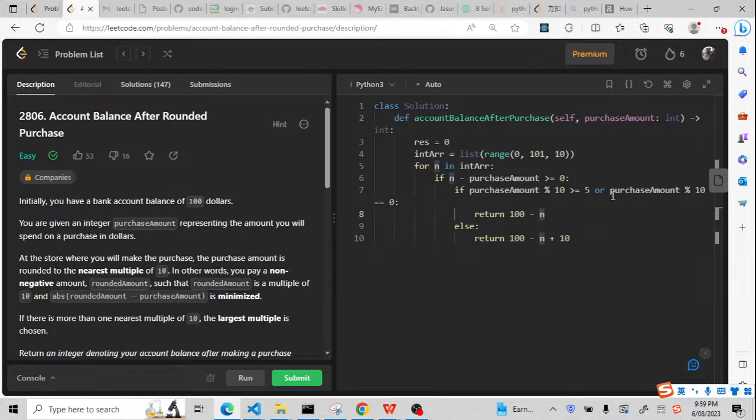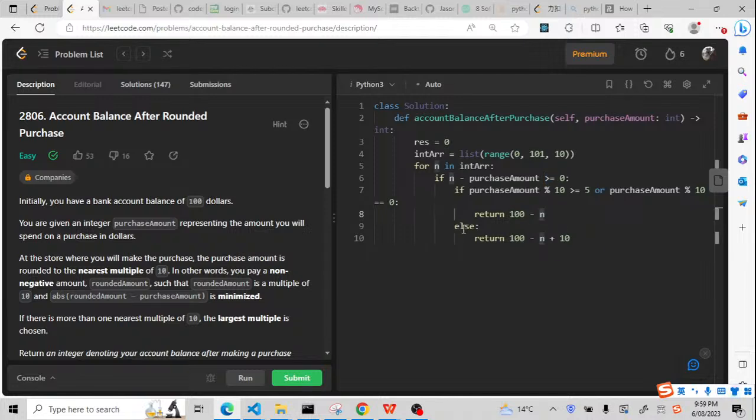Or there's another condition. If the modular of purchase amount to 10 equals 0, it means the purchase amount can be 0, 10, or 20. So I just need 100 minus this n, because here I used more than or equal to.